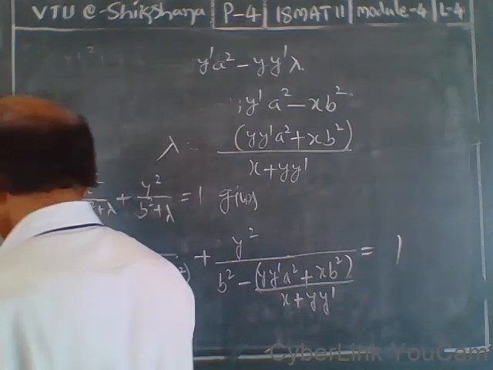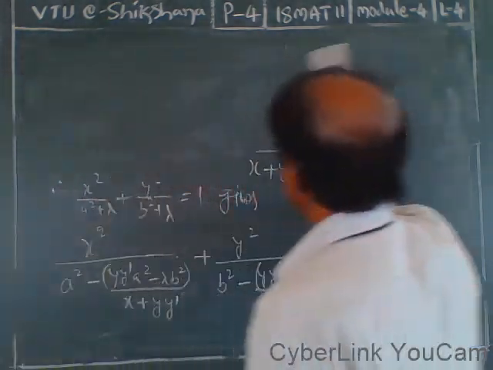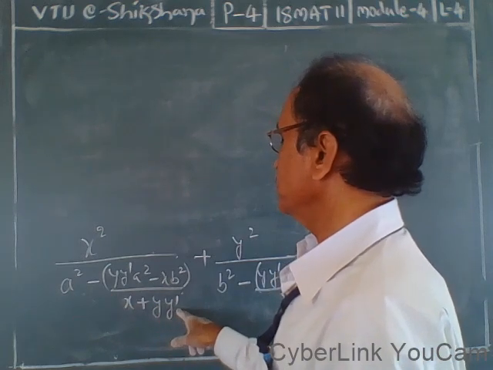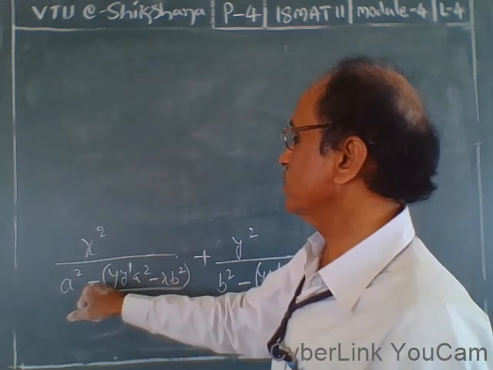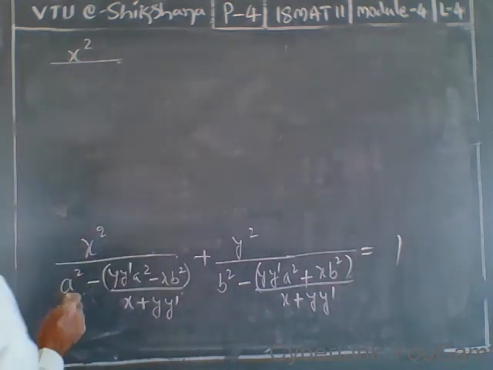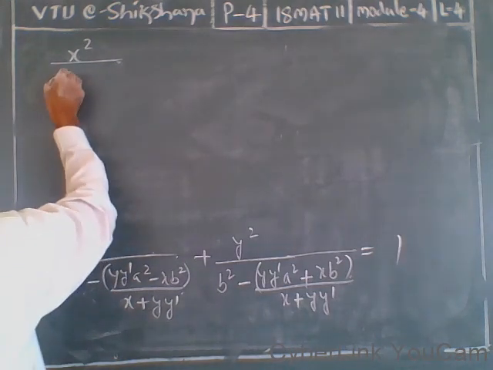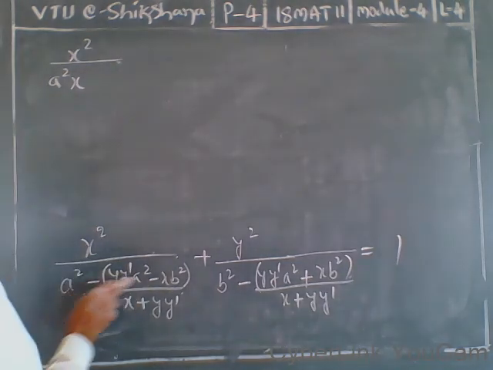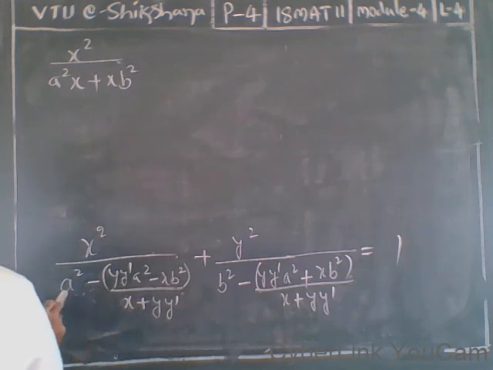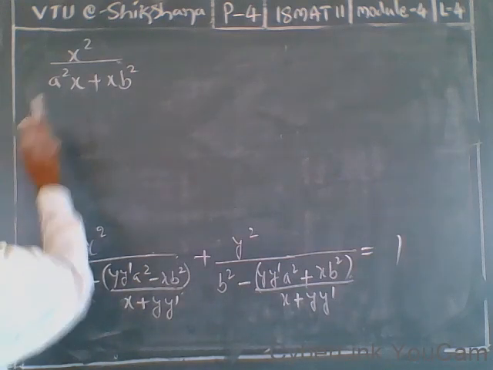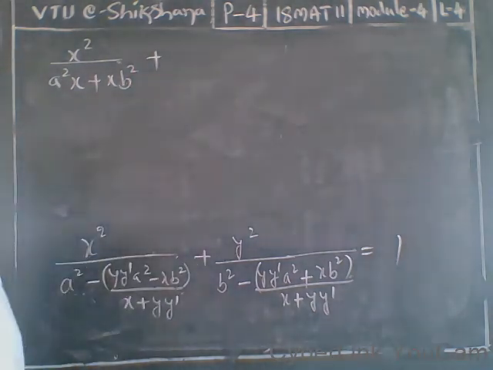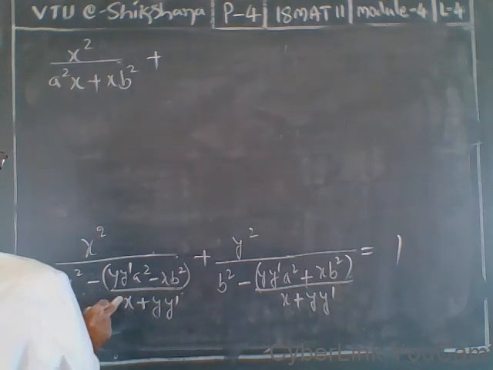Now when you take the LCM in each denominator, here x into a square into y into y dash, this is with plus sign, it will cancel with this a square y into y dash with minus sign, so that I can write in the denominator x square divided by, this term cancels with this term, so that a square x, one term, and minus minus plus x into b square. Then a square y into y dash with minus a square into y dash will cancel. So plus of this is y into y dash, it will cancel.